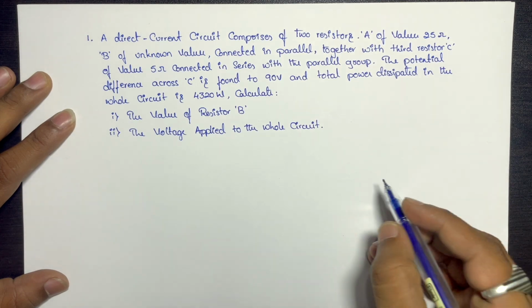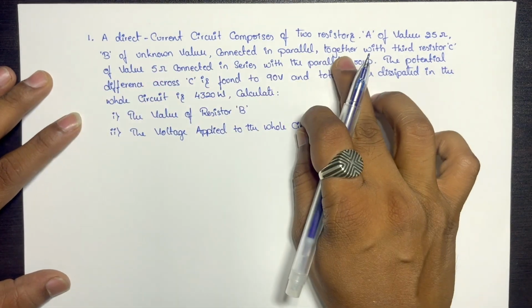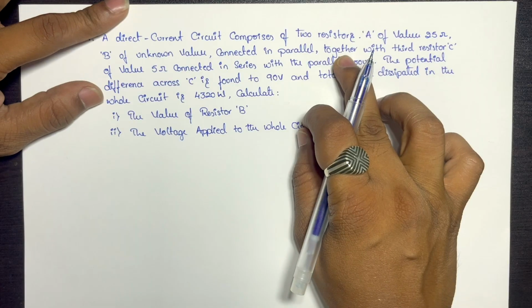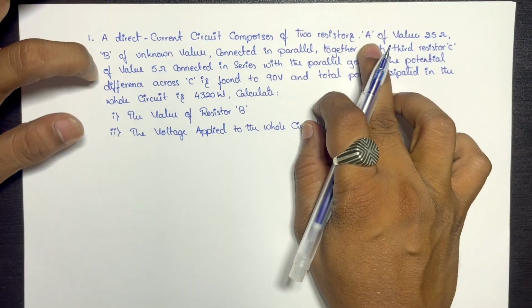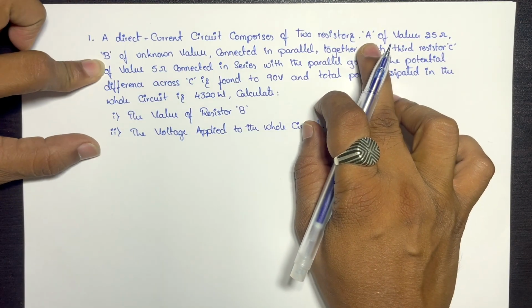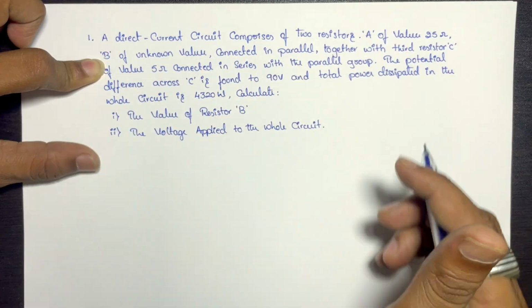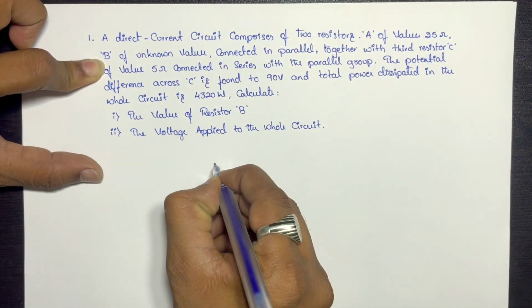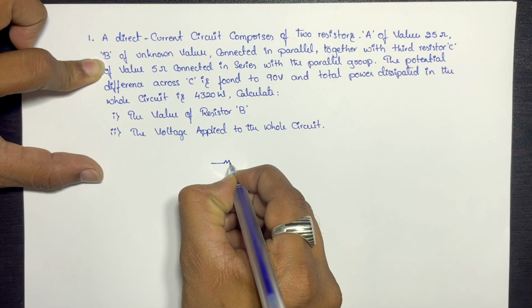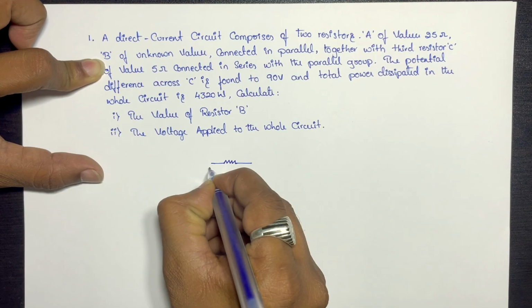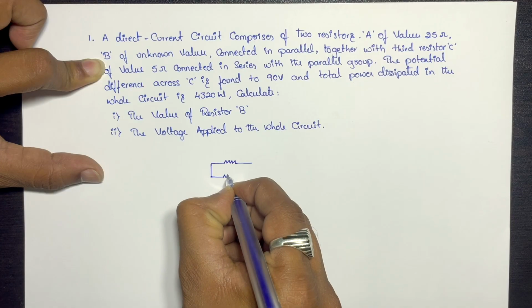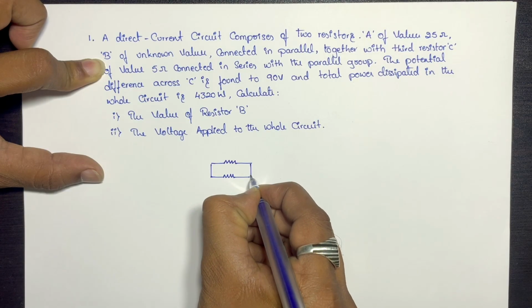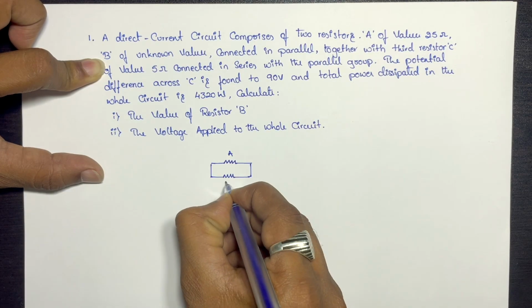Let us start integrating these parameters and let us draw the circuit. We have two resistors, resistor A and resistor B, connected in parallel. Let us start connecting these two resistors, resistor A and resistor B.